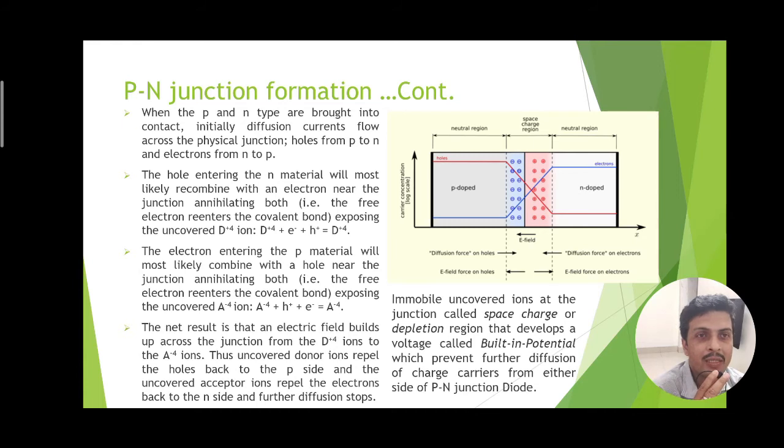That means the electric field on holes due to the acceptor ions is from right to left. That means minority holes which are present in the n-type semiconductor are attracted towards the acceptor ions at the depletion region. Similarly, the electrons which are present as minority carriers in the p side are attracted by the donor ions. So therefore, the electric field on the electron is also from left to right.